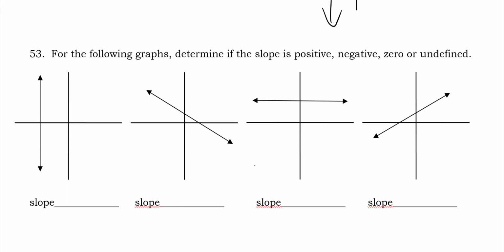For the following graphs, determine if the slope is positive, negative, 0, or undefined. Okay, of course, this one is a vertical line like this, so this one's undefined slope. This one is going downhill, so it's a negative slope. This one's a horizontal line, so it's a 0 slope, and this one's going uphill, so it's a positive slope.